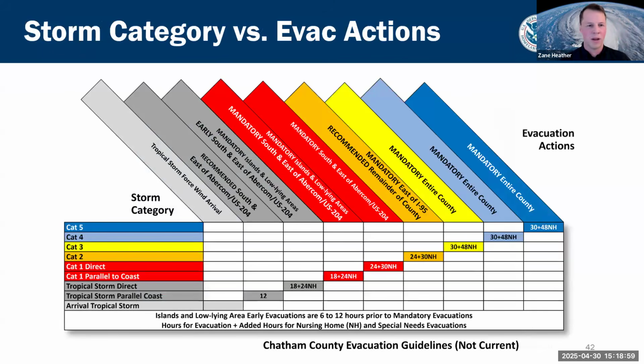Here's another great example. Chatham County in Georgia operationalized the hurricane evacuation study information for their planning efforts and operational efforts. You can see here it's a matrix based off of storm category with evacuation actions. As the storm category grows, the different evacuation or response actions also grow.